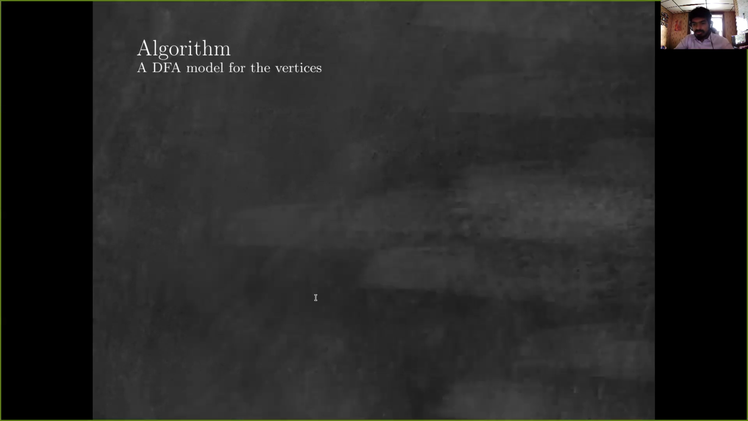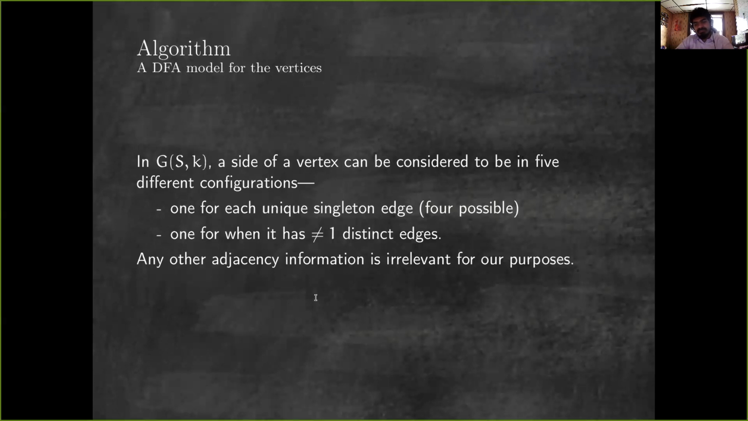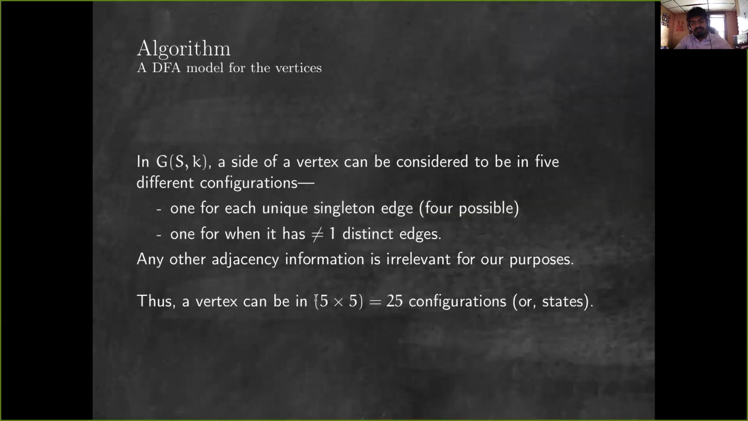Now, it is important to note that for the purposes of enumerating the flanking vertices, not all the adjacent information of all the vertices need be tracked. We can throw away much of this information at no cost. A side SV of a vertex V can be considered to be in one of 5 different configurations in the graph. One configuration for each possible unique singleton edge, and there are 4 possibilities for such, and one for when the side does not have one unique incident edge. And since the vertex has 2 sides, as a whole, a vertex can be in 5 times 5, that is 25 different configurations. We refer to each of these configurations as a state.